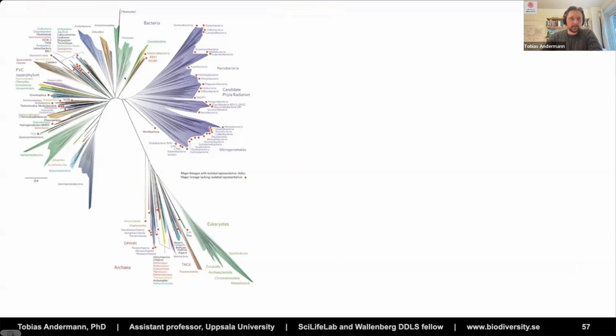So here we're looking at the tree of life. So all the major groups that exist on this planet, and this tree is basically scaled by genome variation. So you can tell how far apart these groups are from each other as a measure of how different their genomes are. And down here we have the eukaryotes. So these are all of the species that have a cell core.